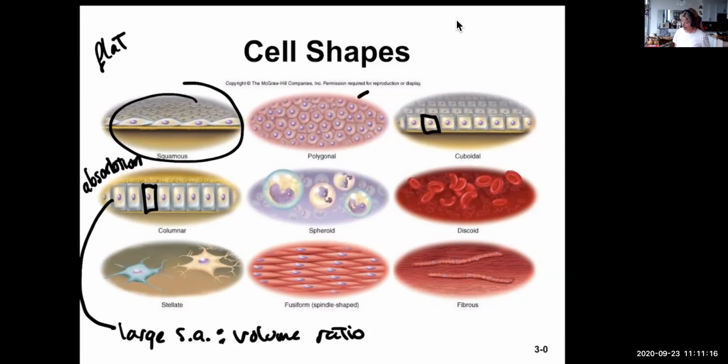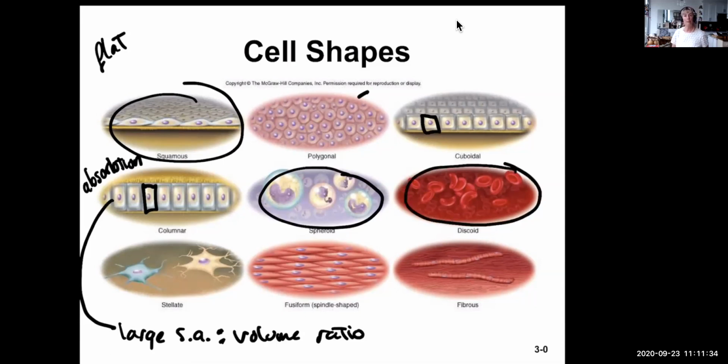Spheroid is another shape of a cell. Circular. These are white blood cells, and you'll find those, of course, in the bloodstream, and being circular allows for their transport in the blood more smoothly. Discoid cells, such as these ones, those are red blood cells, and they also have a large surface area.